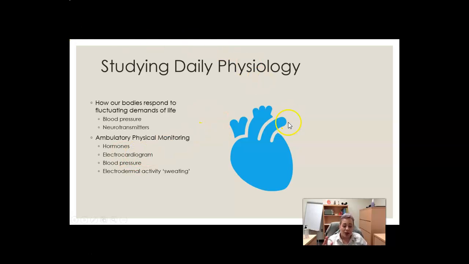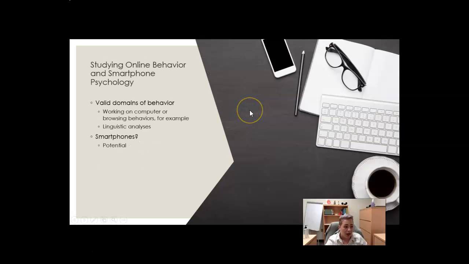But studying the actual physiology of someone's body, like brain waves or blood flow to the brain during certain tasks, these are all great methods we can use to just gather more information about how the body works in conjunction with those psychological processes. I talked about studying online behavior. It has a lot of potential.